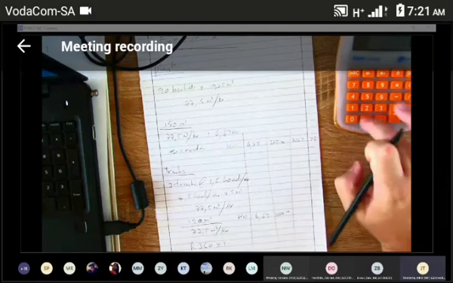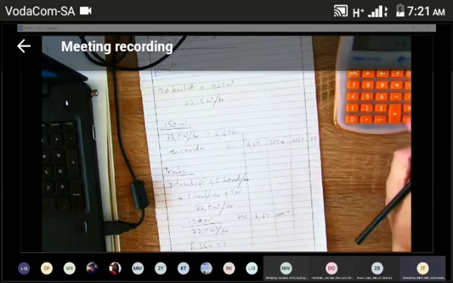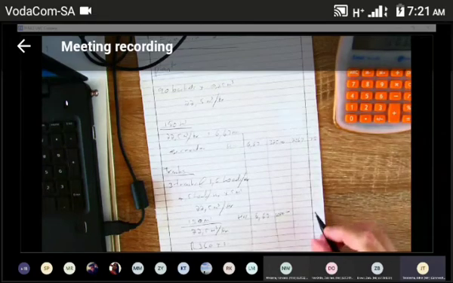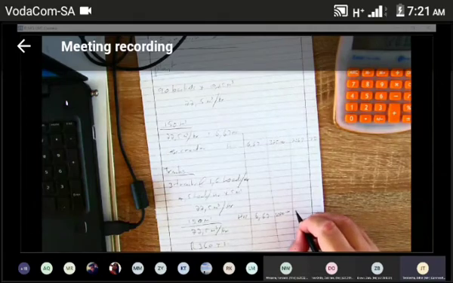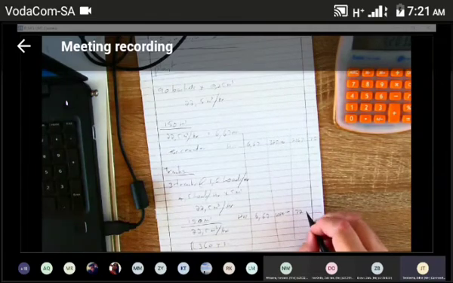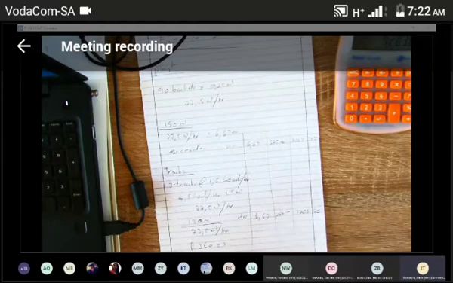Times 6.67 equals, and that costs me another 7,203 rand and 60 cents.